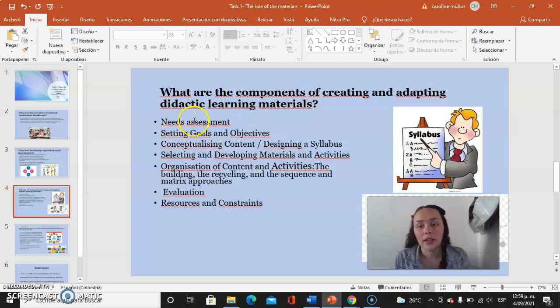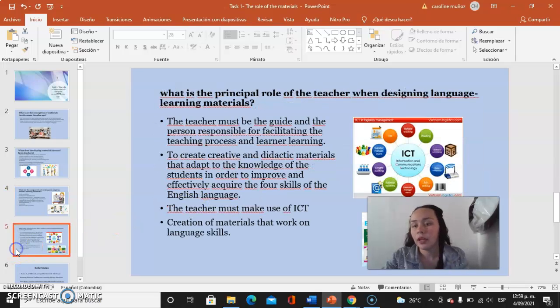Okay, it's important needs assessments, setting goals and objectives that the teacher wants to achieve, conceptualizing content, designing a syllabus. The syllabus is vital because it is that the teacher helps with their students, selecting and developing material and activities, organization of content activities, the building, the recycling, and the sequencing and materials appropriation are three concepts so important in this point. Evaluation and resources and constraints. And finally, what is the principal role of the teacher when designing language learning materials?